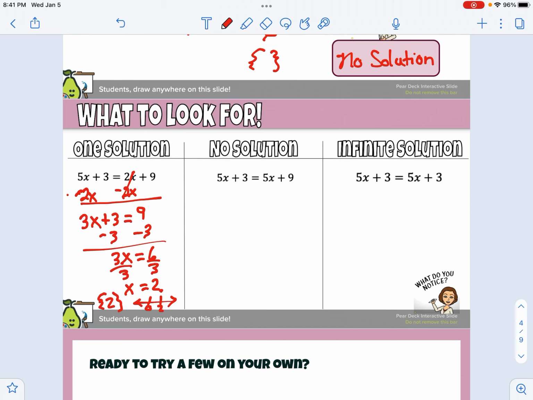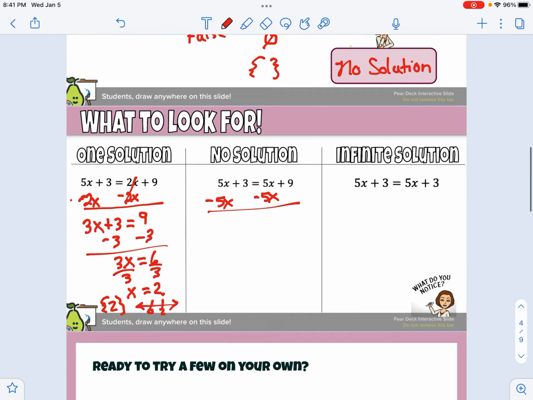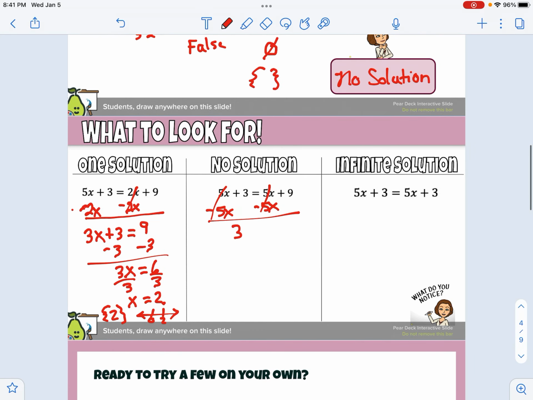Now in the next one, when I subtract the 5x's, we end up getting no x's left over, and 3 equaling 9 is a false statement. There is nothing to graph because there's no solution. Nothing with 5 times x plus 3 and 5x plus 9 will equal each other. It doesn't even make sense because these expressions are not the same. So either symbol, the circle with the slash through it, or the empty set.